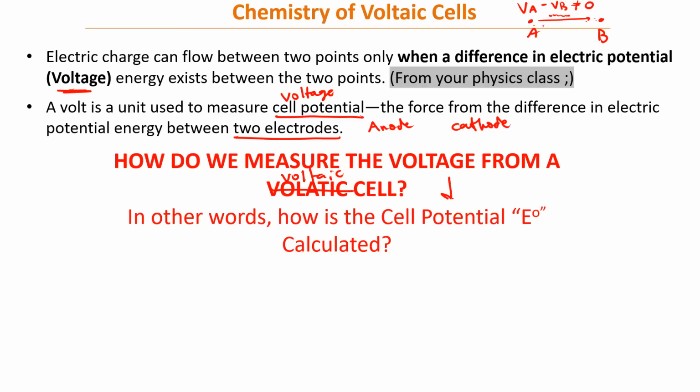This is the same question. هذا هو نفس السؤال لأنه cell potential أو E naught is the same as the voltage in physics, which is delta V. So delta V is the same as the cell potential. Okay, نفس الشيء.